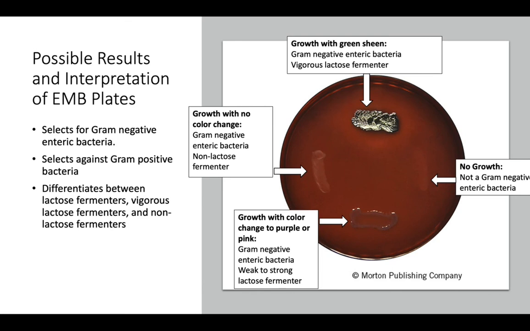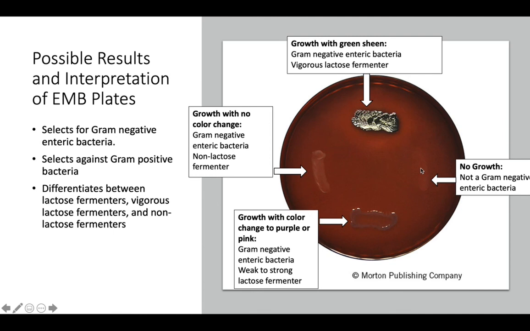So your possible results: you can have growth, which would mean you have a gram-negative species, because typically we are inhibiting the growth of gram-positives. If it doesn't change color, then it is not a lactose fermenter. So that's this first one right here. Now this one at the bottom of the plate, you can have growth with a color change to kind of a purpley pink. It's arbitrary, whatever you think you're seeing. It's a color change. These would be gram-negative bacteria because they grew and they fermented lactose a little bit. So that color change happened because the pH changed, but it wasn't vigorous fermentation.